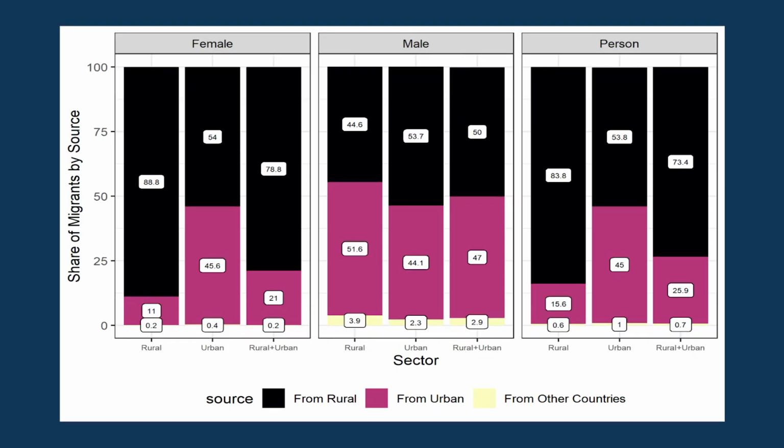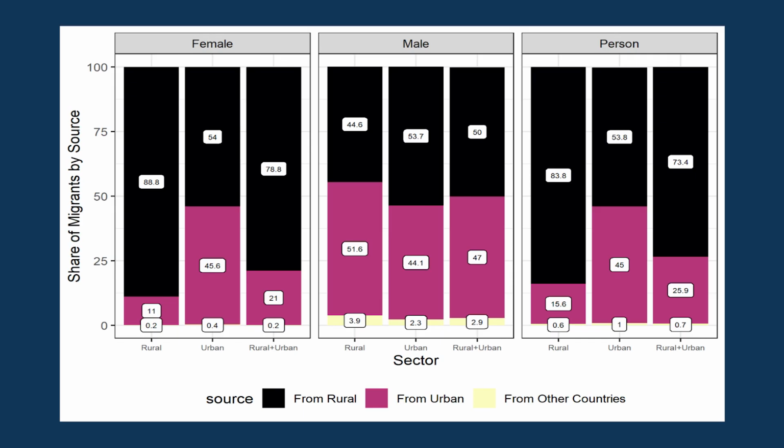Now, let's move on and take a look at the share of migrants by source, basically where they are coming from. Suppose you take those migrants staying in a rural area. So you go to a rural area, find out the people who are migrants, and try to understand where they are coming from. If you take all the female migrants, you'll find that about 88.8% of them are from some rural area or the other. So they are rural to rural migrants.